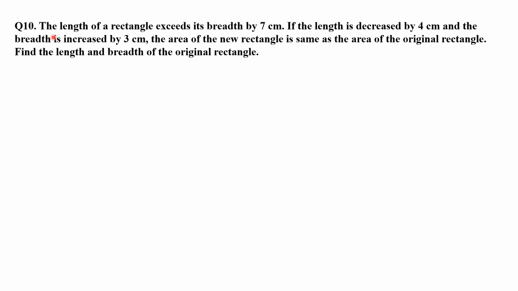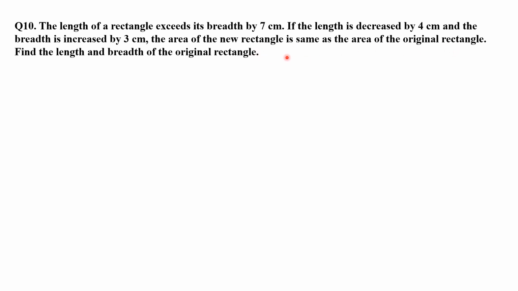Now question number 10. The length of a rectangle exceeds its breadth by 7 centimeter. Now exceeds means more. So it is given length is more than breadth by 7. Okay. So whatever is the measure of breadth, you have to add 7 to that to get the length. This is the meaning of the first statement. Then it is given if the length is decreased by 4 centimeter and the breadth is increased by 3 centimeter, the area of the new rectangle is same as the area of the original rectangle.